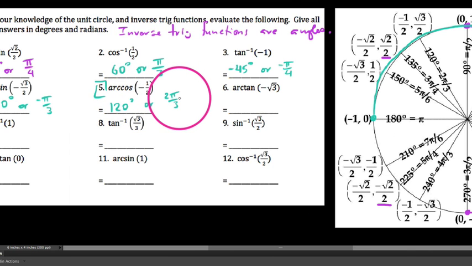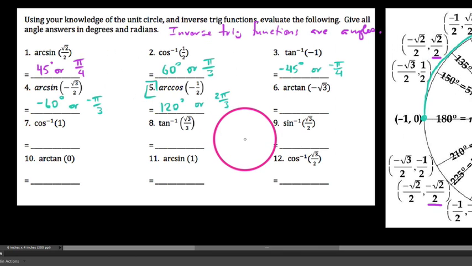Okay, so for the rest of these, you're just going to run through and indicate the angle that is either between negative and positive 90 that gives you a specific trig value, and that's for sine and tangent, or an angle between 0 and 180 for cosine that gives you a specific cosine value.